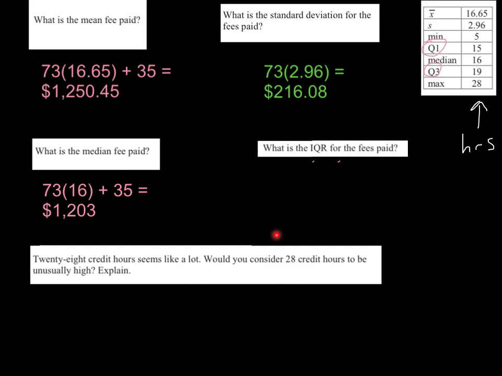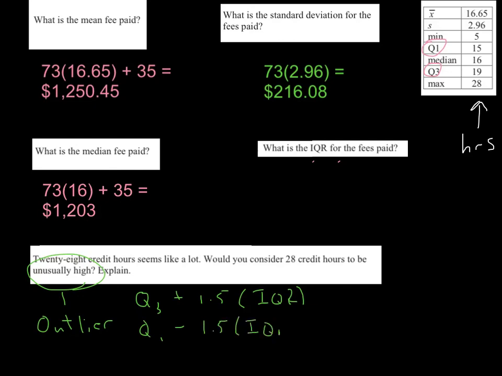Okay, now the last question is, 28 credits seems like a lot. Would you consider 28 hours to be unusually high? Now, unusually high is fancy for saying, do you think that 28 is an outlier? Now remember, an outlier defined in terms of our 5-number summary is Q3 plus 1.5 times IQR. That upper fence is the outlier cutoff. I'm not going to bother with the Q1 minus 1.5 IQR. That would be an outlier on the low end.